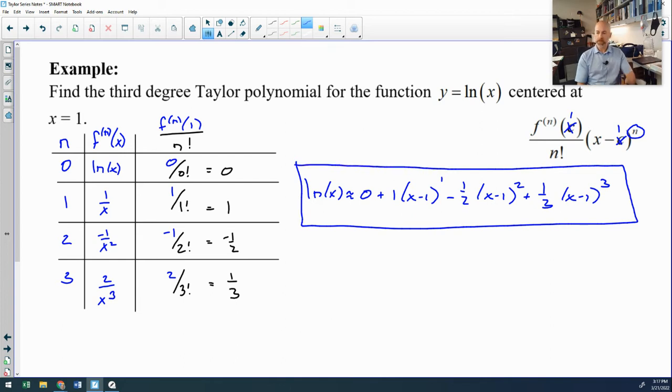And it is an approximation. And as long as you stay relatively close to that center, you get really good approximations with Taylor polynomials. So that is a third degree Taylor polynomial for ln x centered at x equals 1.